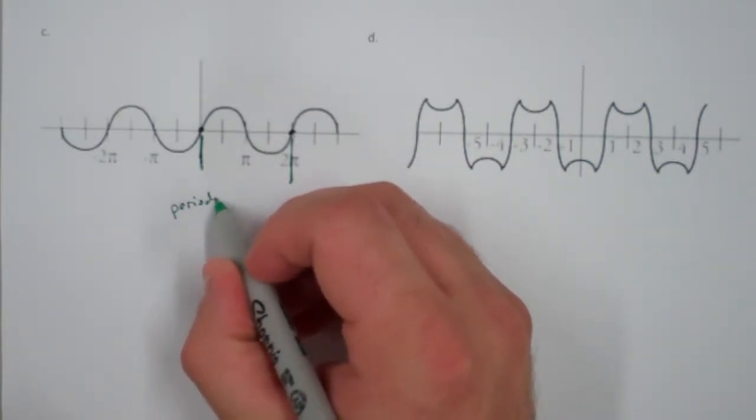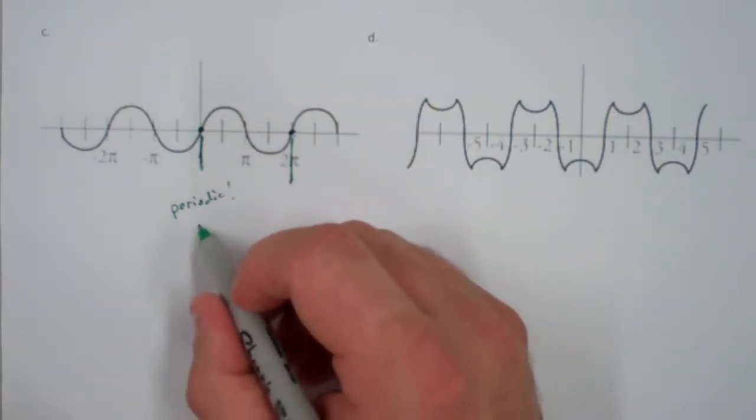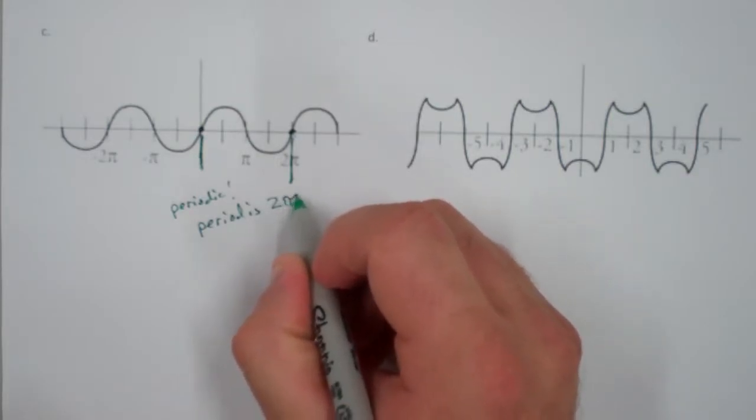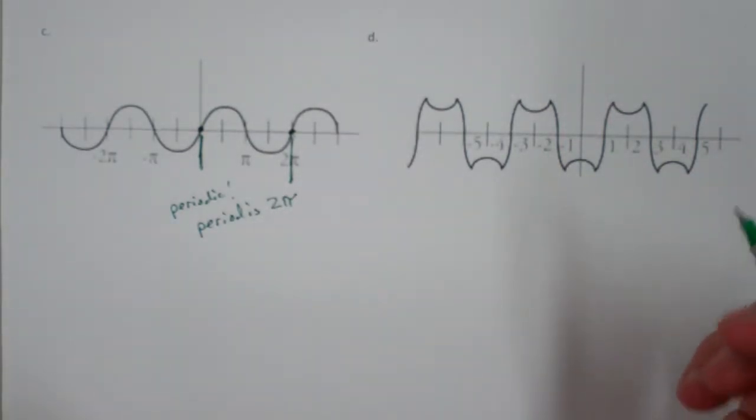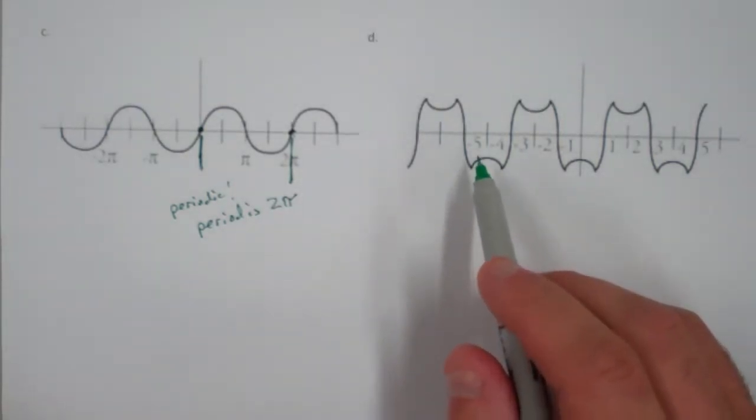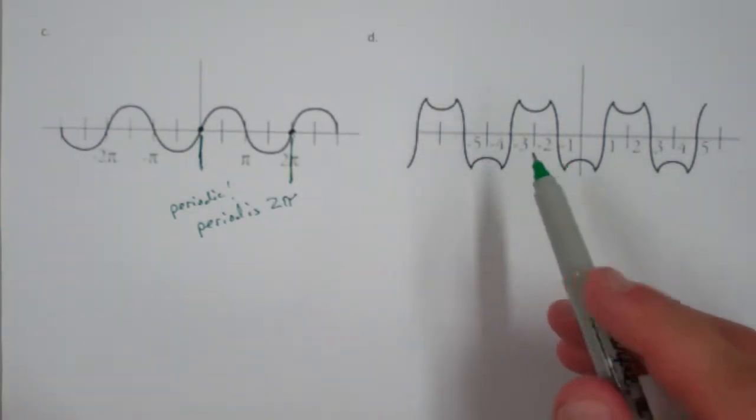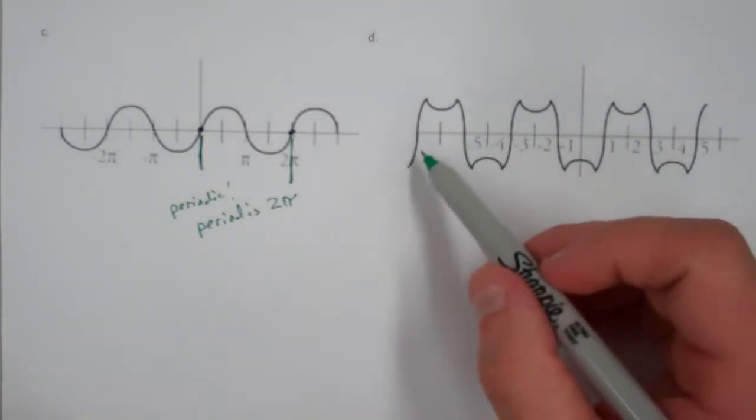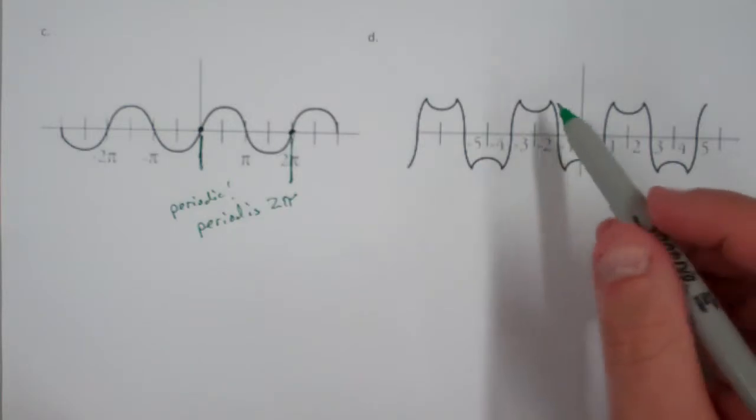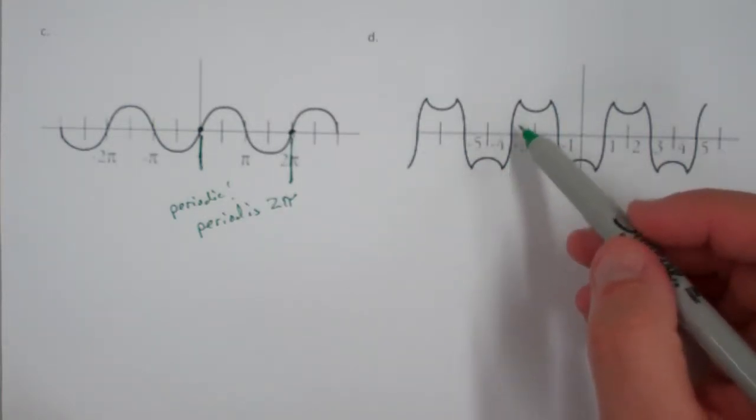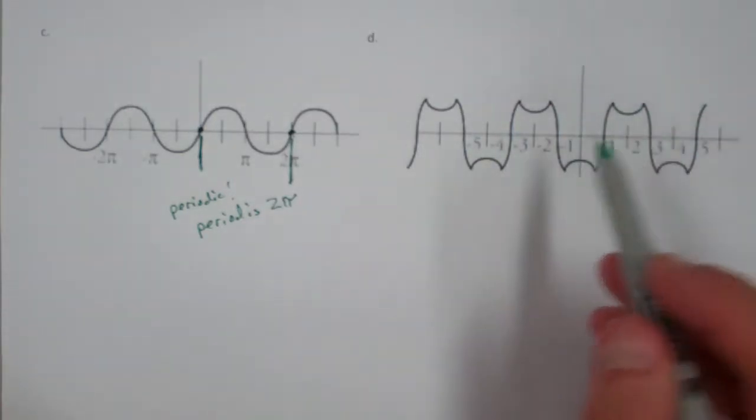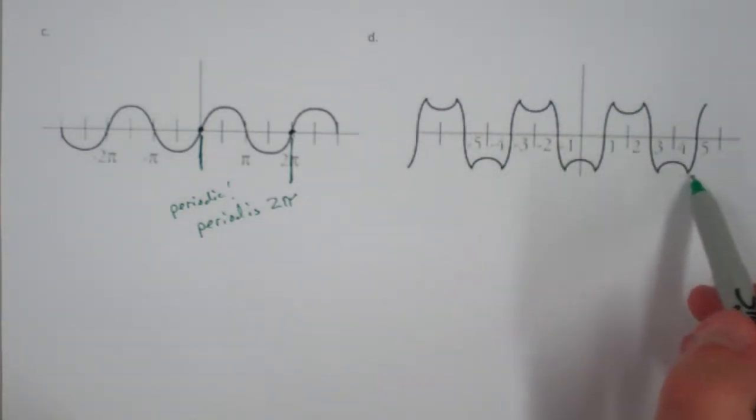So yes, this is periodic, and the period is 2 pi. And you could write equals 2 pi or something like that, that's fine. Let's take a look at D over here. Kind of an interesting looking function. For D here, it appears that the same shape is repeated, and also the same y values look to be repeated. The y values never go above this point, never go below this point either.